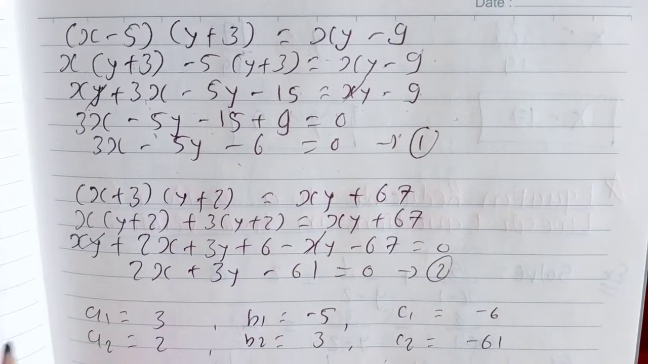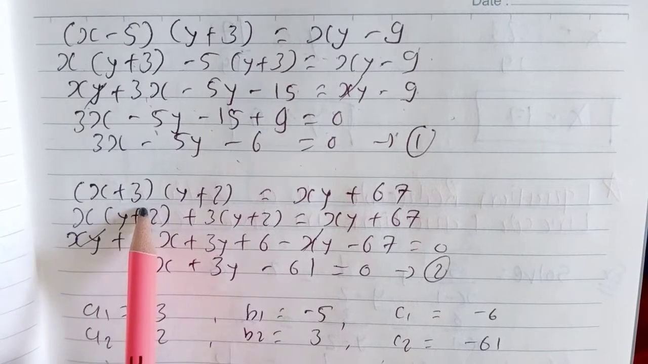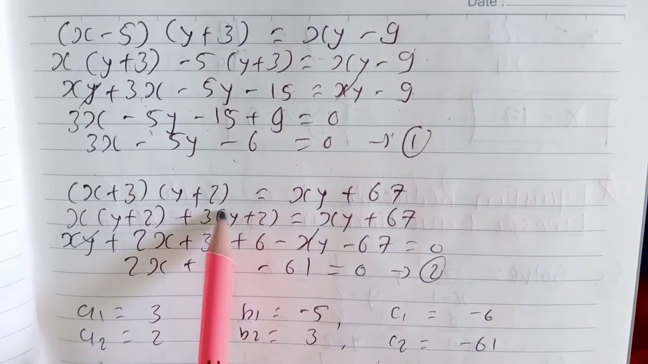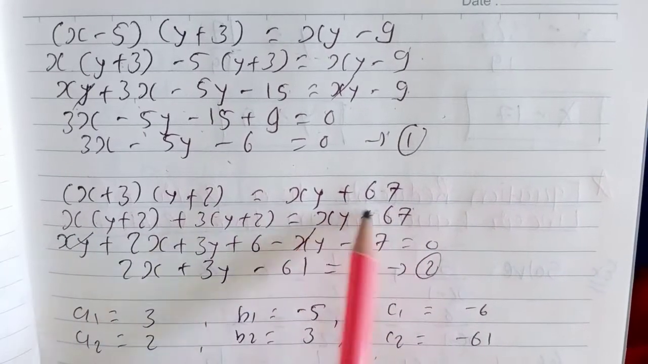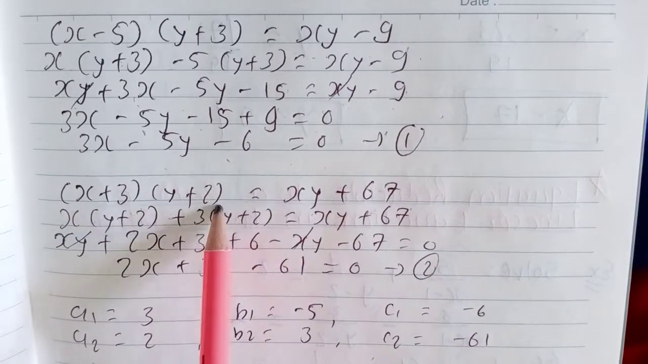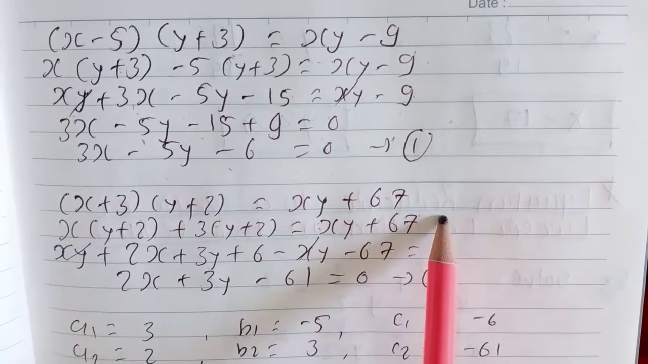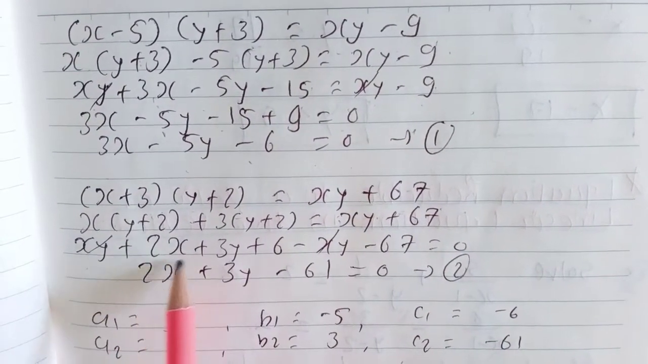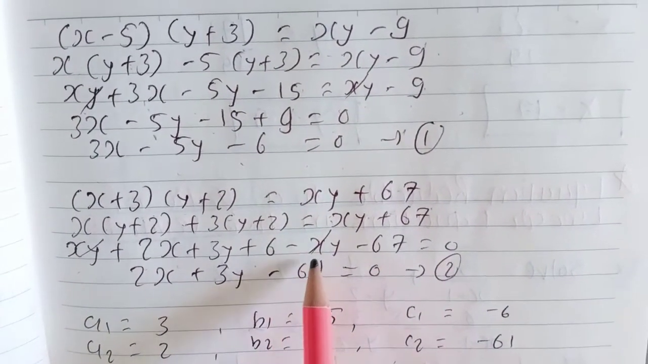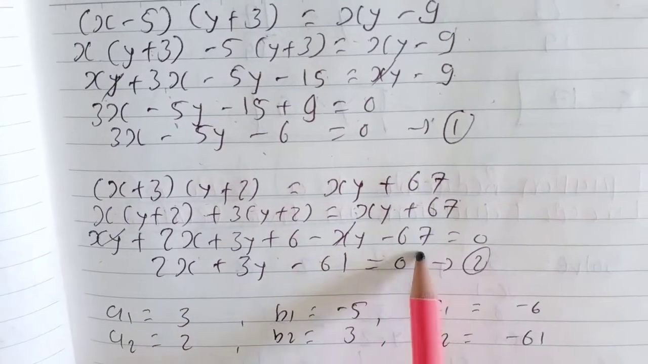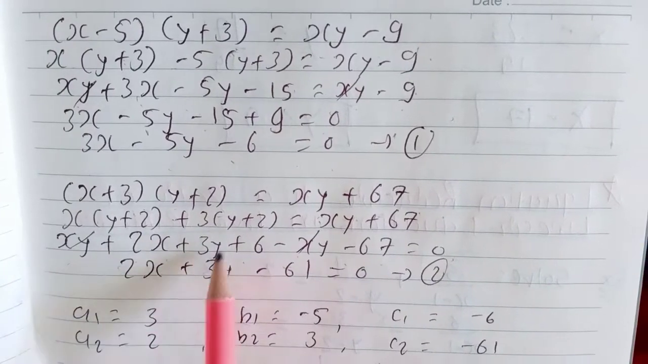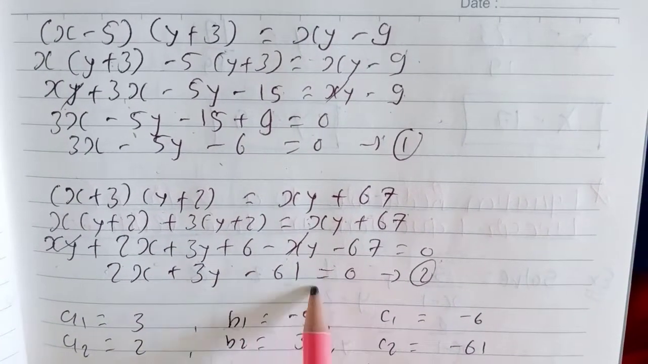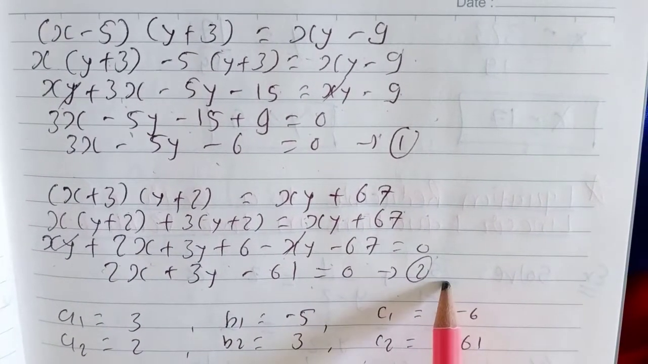Now according to the data, length is increased by 3 and breadth is increased by 2. Total area is increased by 67. So if we solve this, (x plus 3)(y plus 2) is equal to xy plus 67, we get xy plus 2x plus 3y plus 6 minus xy minus 67 is equal to 0. The xy cancels out. 2x plus 3y minus 61 is equal to 0, equation number 2.